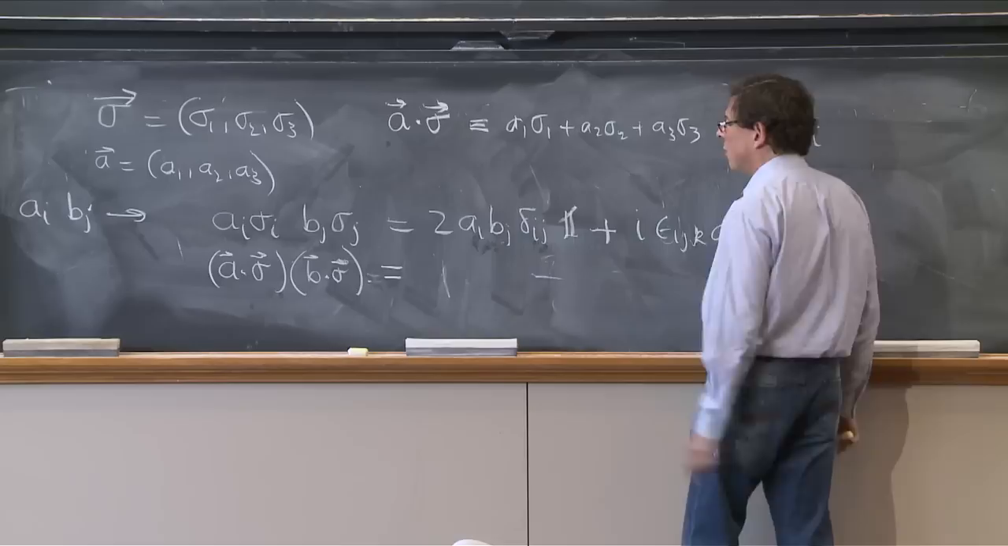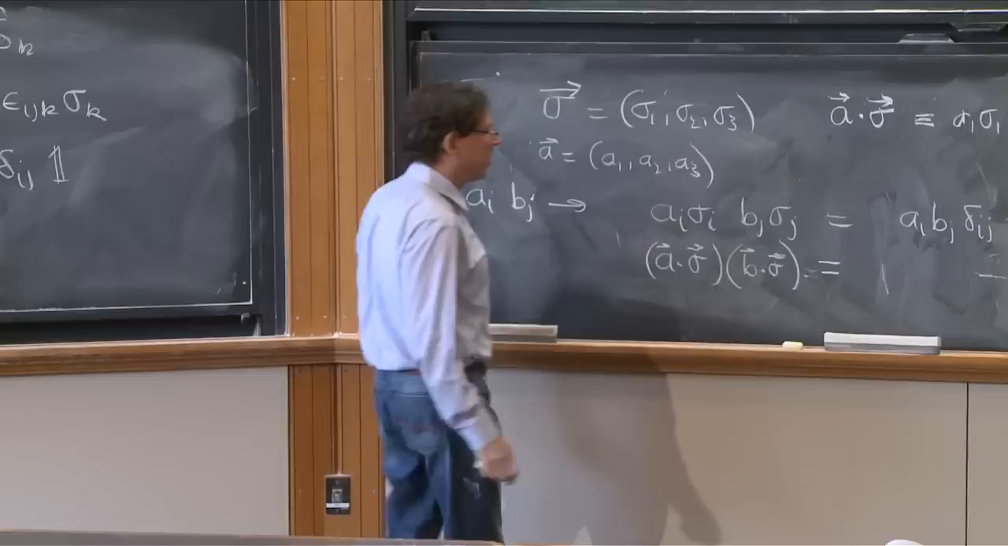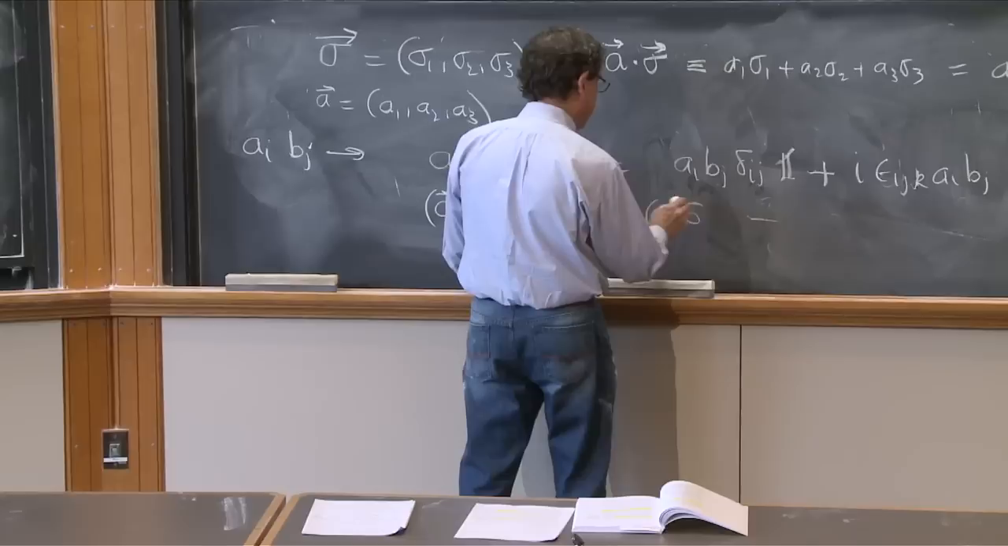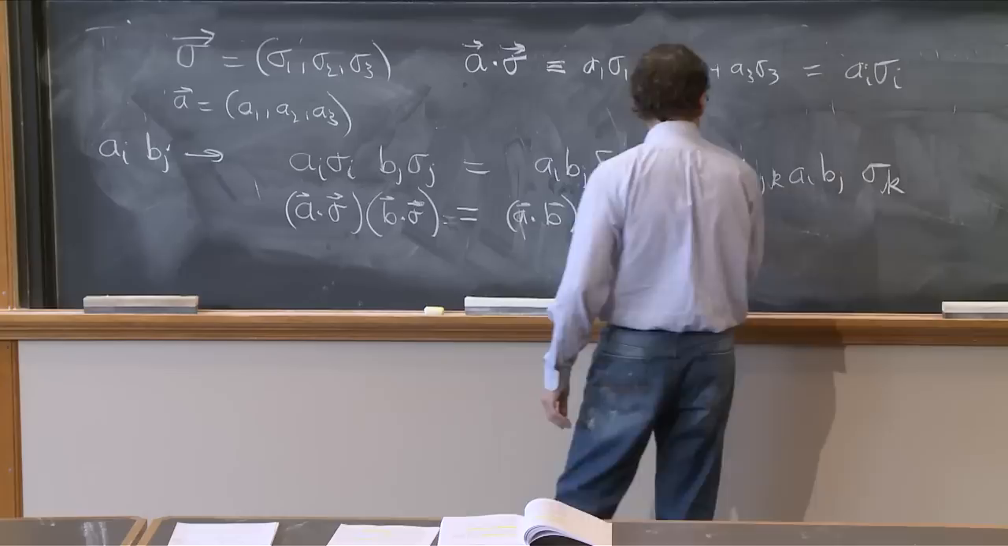I don't know why I had a 2. No 2. There was no 2 there. Sorry. So what do we get here? We get A dot B, the dot product. This is a normal dot product. This is just a number times 1 plus i. Now, what is this thing?